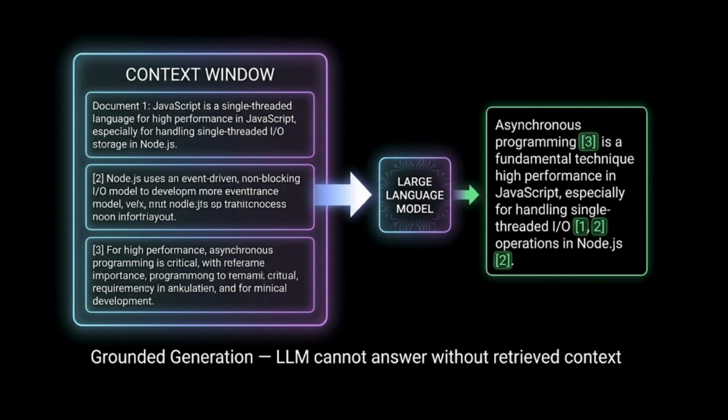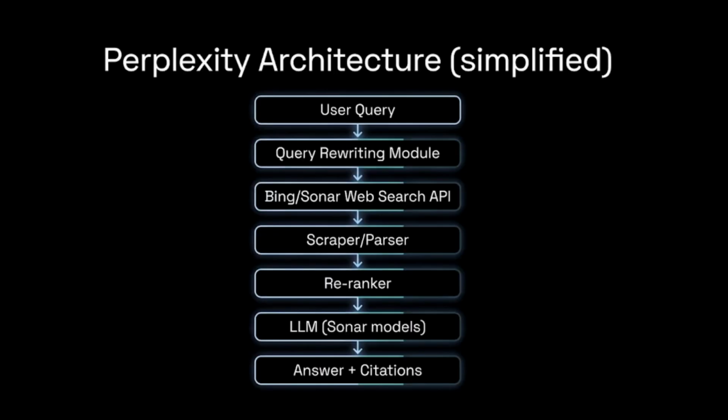A properly grounded AI search system is anchored to actual web content it just retrieved, and the citations you see in Perplexity aren't decoration, they are a constraint on the model's behavior. Let's talk about Perplexity specifically because they have been pretty open about how they work.